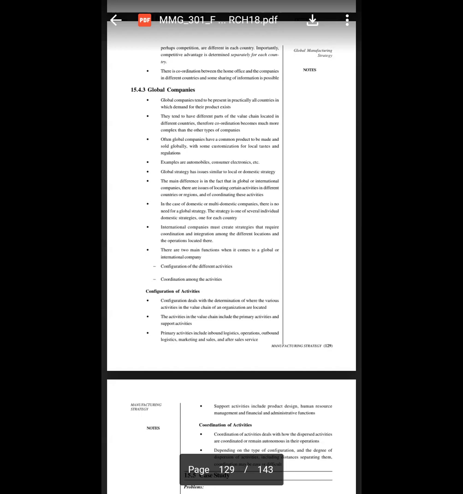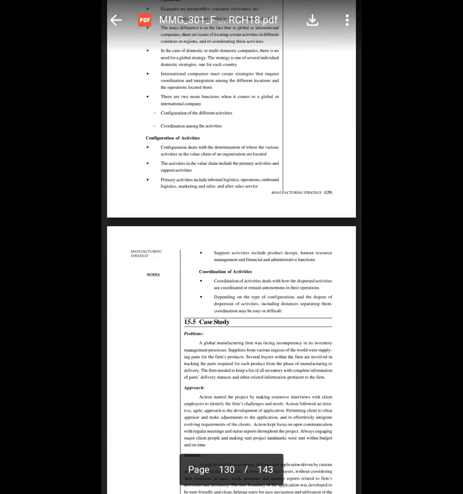Now see, there are two main functions which come to the global and international economy: configuration of the different activities and coordination among the activities. Let us discuss the concept of configuration of activities. Configuration of activities means what? Configuration deals with the determination of where the various activities in the value chain of the organization are located.